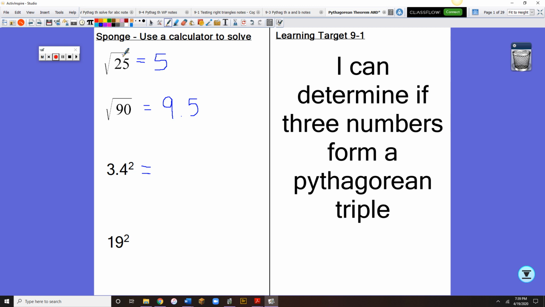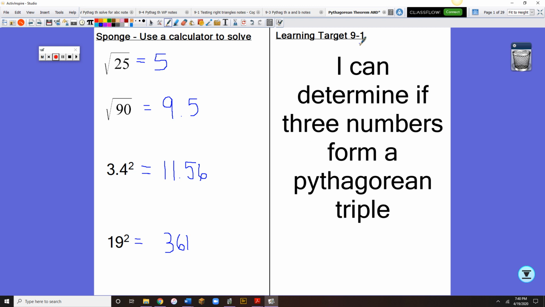3.4 squared. This symbol is square root. This little 2 here, that's our x squared. And again, that's a button on your calculator. You can type 3.4 times 3.4, but it's faster to hit the squared key, less typos. And that's 11.56. And 19 squared is 361. So those are some calculator skills that you need for this chapter.